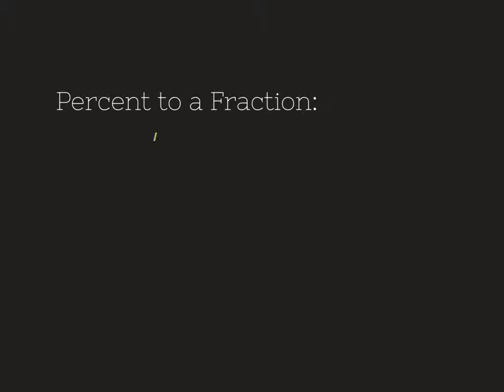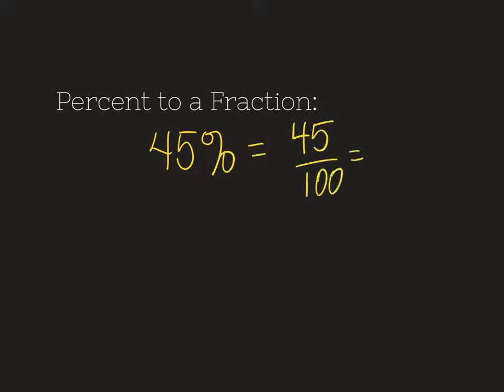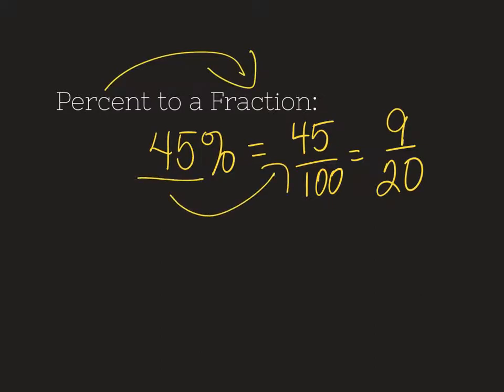For example, they give you the example of 45%. That is written as 45 over 100, and then that is also reduced to 9 over 20. So that is a percent to a fraction. Okay, so you take the whole number and you write it over 100.